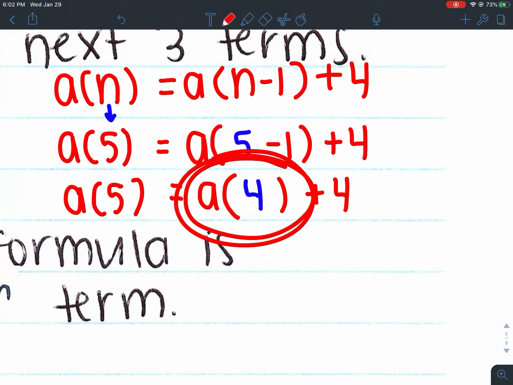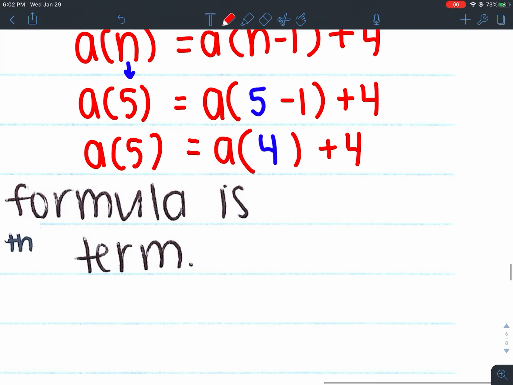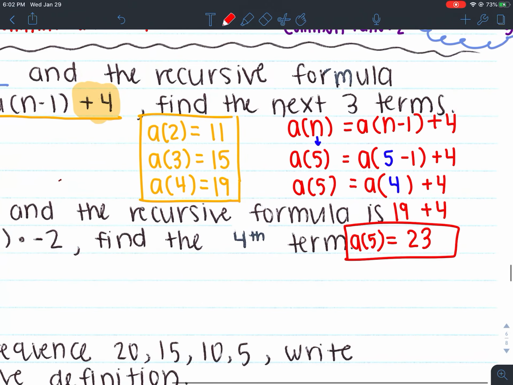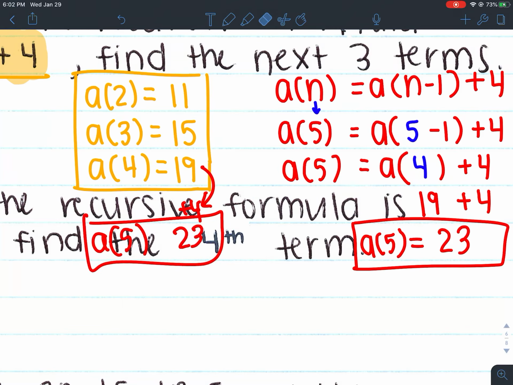Well, do I know what a of 4 means? A of 4 means the fourth term. Well, what was the fourth term? It was 19. So I would take the previous term, which is the fourth term, and do 19 plus 4, and what's that equal? 23. So the fifth term is 23. Now, would it have just been easier for me to take 19 and just add 4 to it and get 23? Yes, it would have been way easier to just do that.